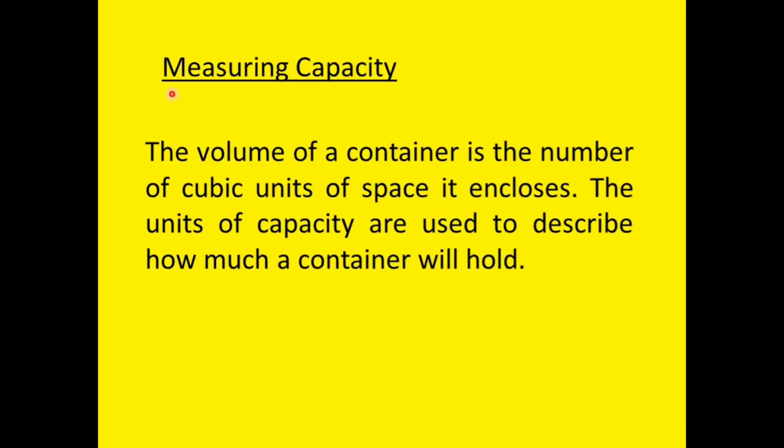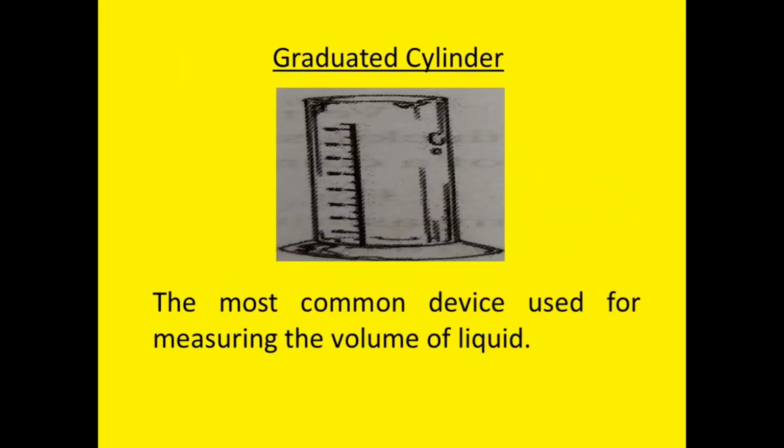So we have here the measuring capacity. The volume of a container is the number of cubic units of space it encloses. The units of capacity are used to describe how much a container will hold. So the most common device used for measuring the volume, particularly liquid, is the graduated cylinder. I know, guys, that you are already familiar with this instrument.